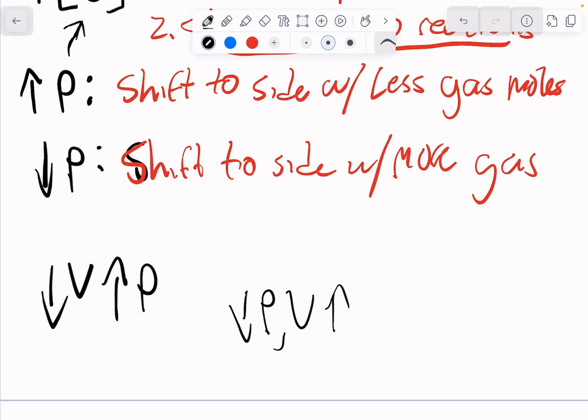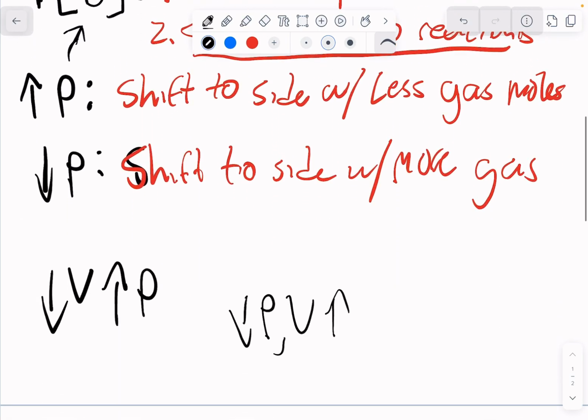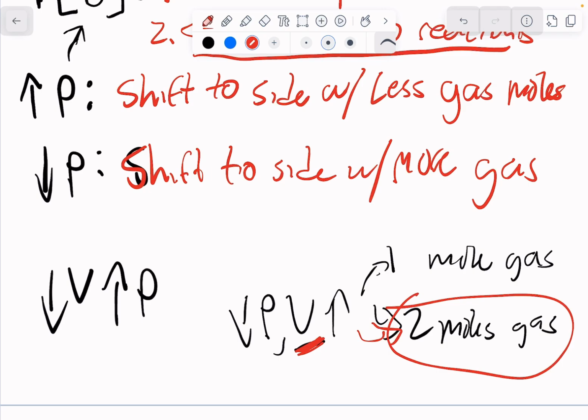Volume increases. Now, what does the system want to do for this excess volume that we have? Will it rather favor the reaction that only makes 1 mole of gas, or favor the reaction that makes 2 moles of gas? Well, which one will fill up the excess volume quicker? Obviously, the one with 2 moles of gas. It will just fill up the excess volume quicker, and it will allow the system to reach its equilibrium in a more efficient method than favoring the reaction with only 1 mole of gas.